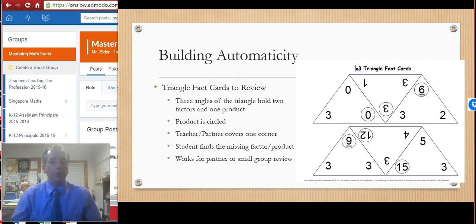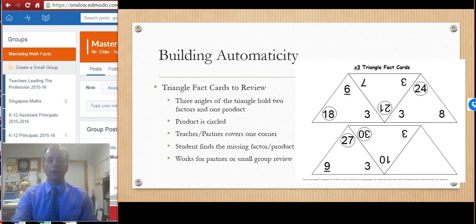It's another version of just using our traditional cards, but it does lend to the idea that there are 3 numbers, and 2 of those factors come together to produce a product. So just another way to get kids more experience. And so here's the other one of the 3's facts.